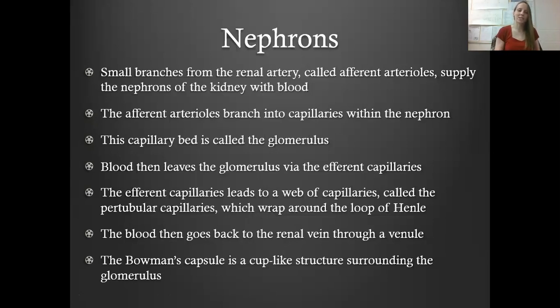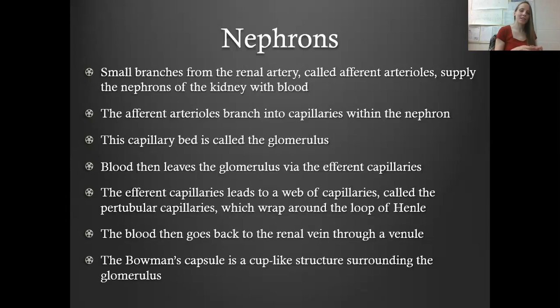You have small branches from the renal artery called the afferent arterioles that essentially carry blood into the nephrons. The afferent arterioles branch further into capillaries, which are just smaller blood vessels, and then it forms a capillary bed, which is an area that's really densely packed with these capillaries. That capillary bed is called the glomerulus.